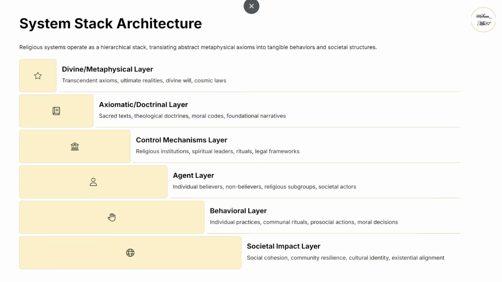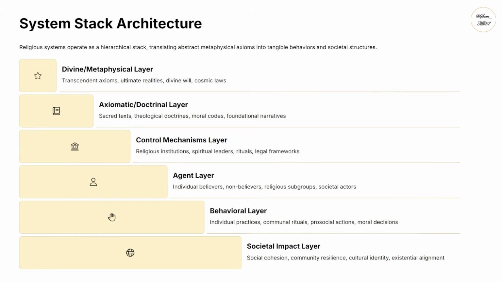All right, now let's talk about how the religious system can be understood as a hierarchical architecture, much like a software and AI stack. If you are working in the software engineering or AI domain, you should be familiar with this hierarchical stack where each layer translates high-level principles into grounded, actionable outcomes. In a religious system, at the top, we have the divine or metaphysical layer. This includes axioms, cosmic laws, or the notion of divine will. These abstract principles are rarely applied directly, but serve as the ultimate source of meaning and direction.